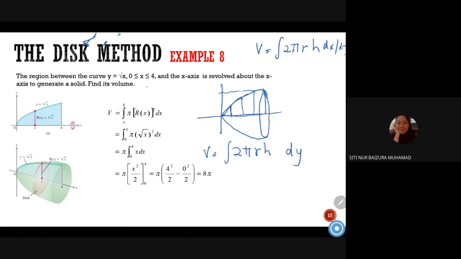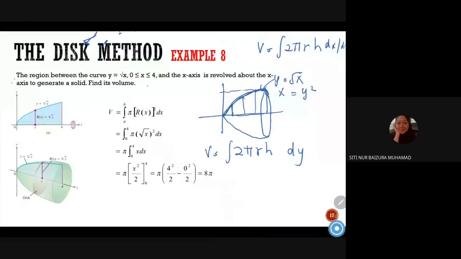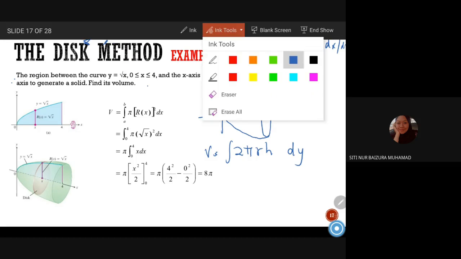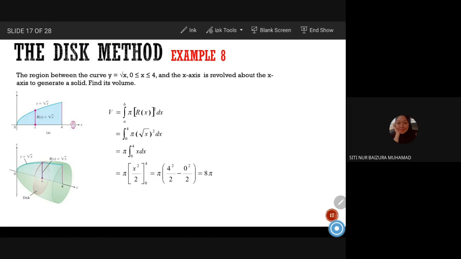Okay, this curve, dia punya curve ni y is equals to square root of x. So since you kata this is dy, maknanya we change this become x equals to y square. Okay, x equals to y square. Alright. So daripada sini maknanya saya lukis tak betul ni. Tak nampak sebenarnya. Saya nak try lukis cantik tapi saya ni ada masalah melukis.